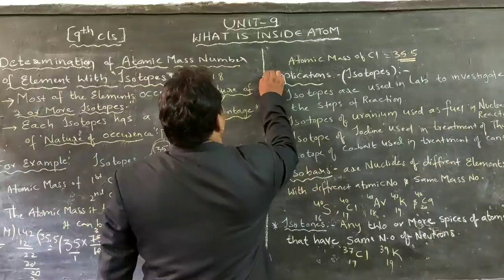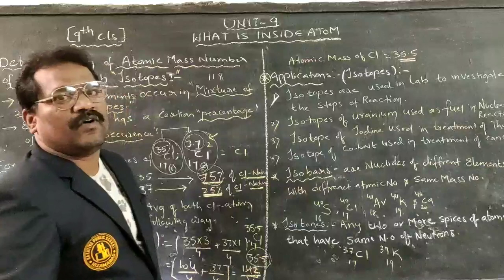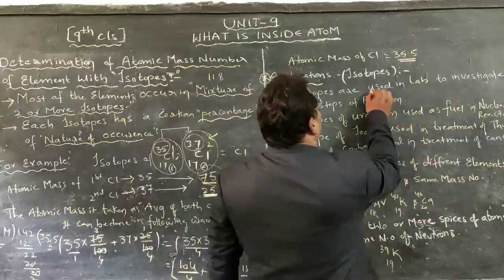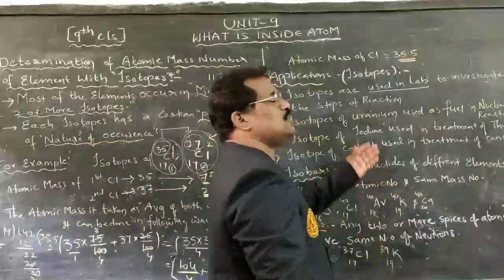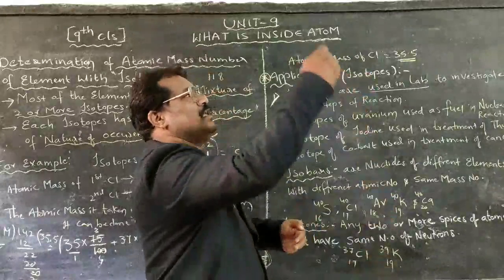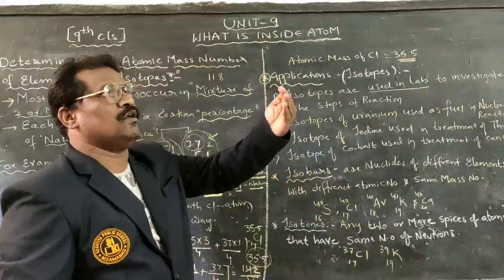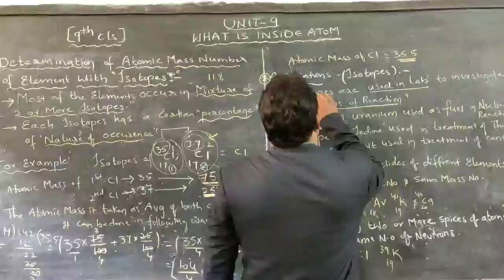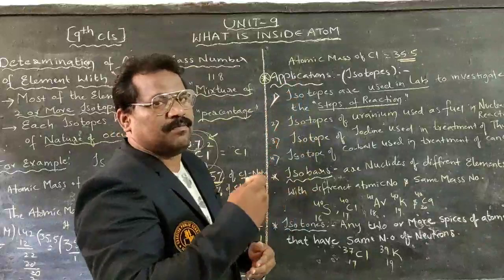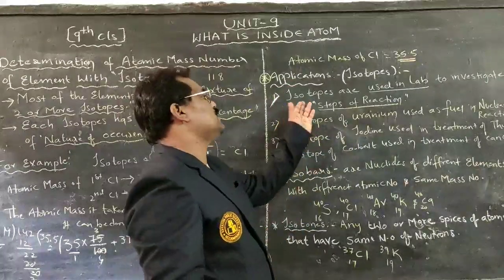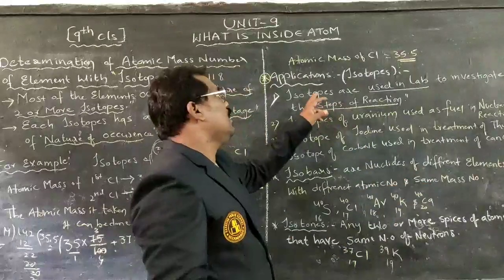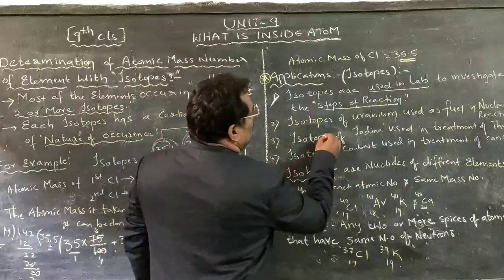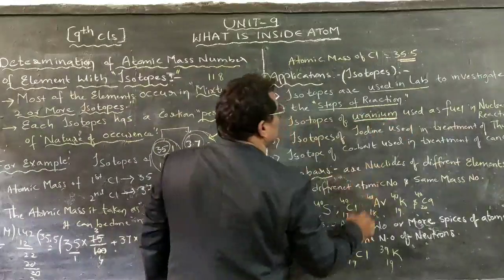Similarly, coming to applications or uses of isotopes, where we can use these isotopes. The first use is in the laboratory, to investigate the chemical reaction process, how the chemical reaction is taking place step by step. Step by step can be easily identified by using an isotope. That is the first use. Second use, isotopes of uranium.